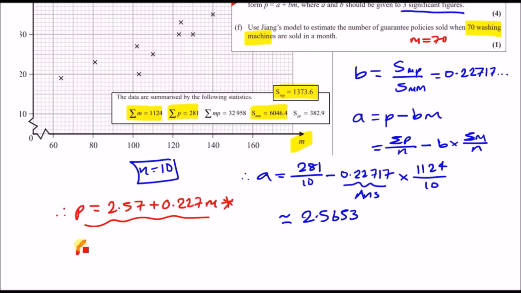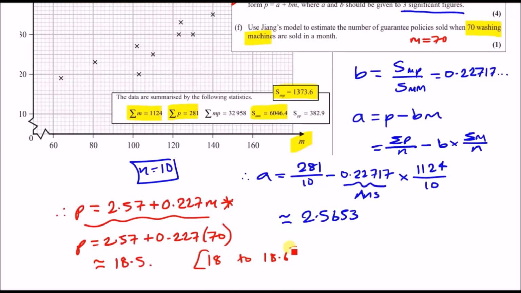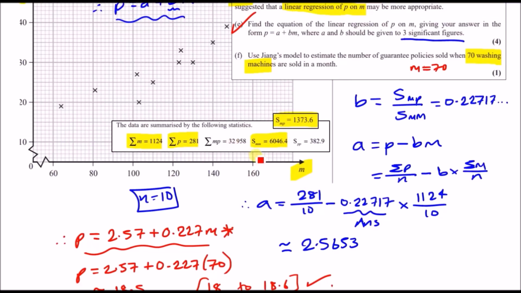So we're going to have P equals 2.57 plus 0.227. Replace M with 70. Put this in your calculator and you should get roughly, to 3 significant figures, 18.5. Now, when I looked at the mark scheme, they said you can keep any answers between 18 to 18.6. So if your answers are somewhere between there, don't worry, you got it. But for your previous answer, it should be 2.57. Anyway, guys, let's move on to the final part now.